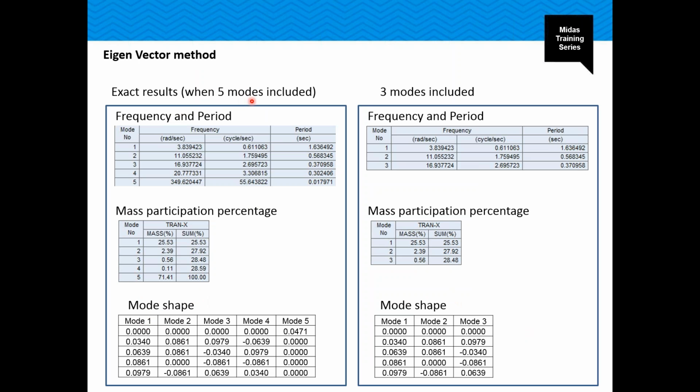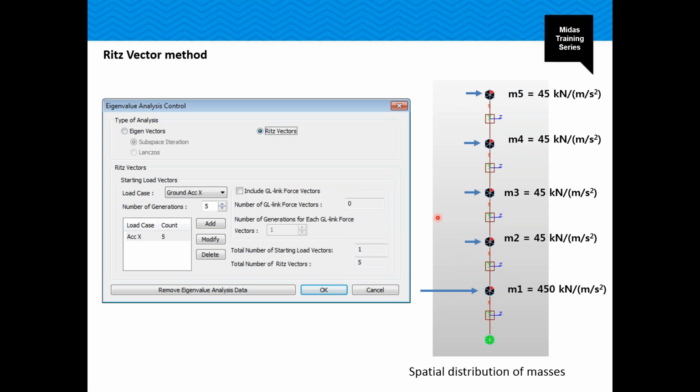Even if we do not include all 5 modes, for example, if we include only 3 modes using the eigenvector method, all results for the lower 3 modes are still exact results. In the Ritz vector method, the user should select the starting load vector and the number of generations. For earthquake loads, the spatial distribution of masses is recommended as the starting load vector.